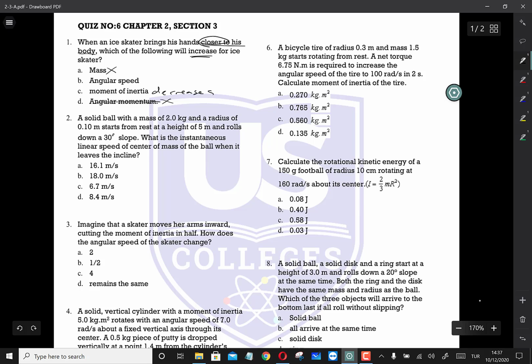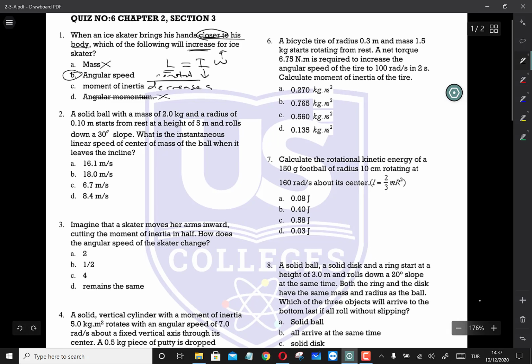We are looking for the quantity which increases. According to conservation of angular momentum, which is I times omega, angular momentum is constant because no external torque acts on the ice skater. As moment of inertia decreases, angular speed increases, so the answer will be B.